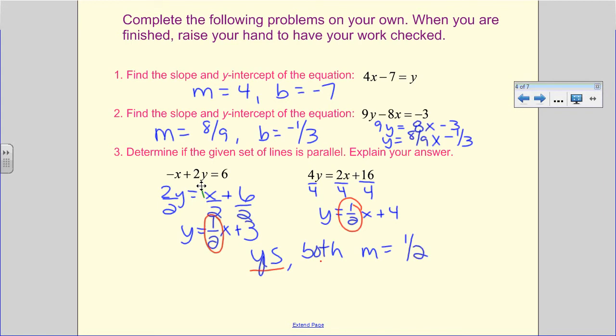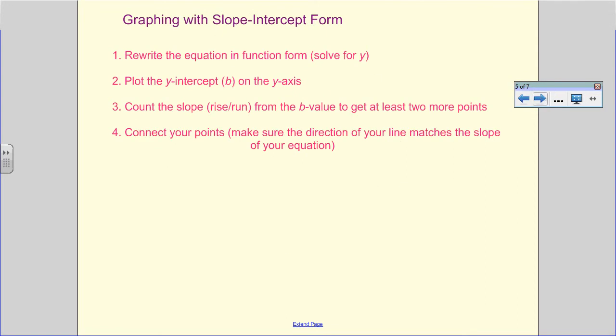All right? Guys, that's the stuff we start with. We start with being able to identify m and b. What we want you to be able to do now is actually make graphs with those. So this is a big part of what you're working with today, is just finding m and b. The next part is actually taking the graphs. So you want to rewrite the equation in function form. Just like we said before, solve for y.